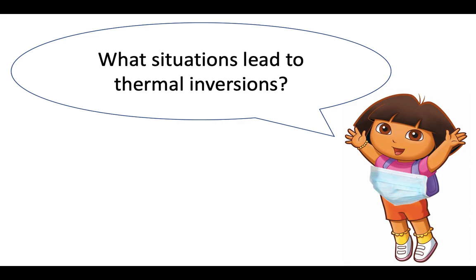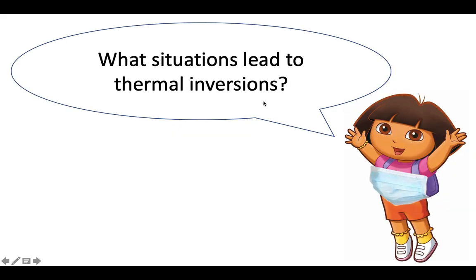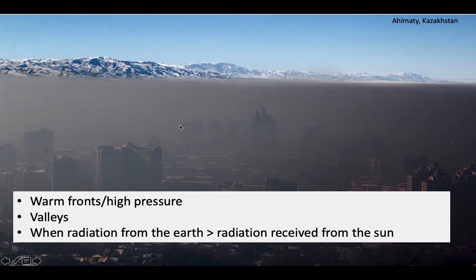What situations can lead to thermal inversions? Because if you look at something like this, it's like, okay, how the heck does this even happen? And there are a couple of different situations. Here's a picture from Kazakhstan of a thermal inversion. You can see that line, a very clear delineation between the cool and the warm air. That can be caused by warm fronts moving in or high pressure. It happens a lot in valleys and basins.